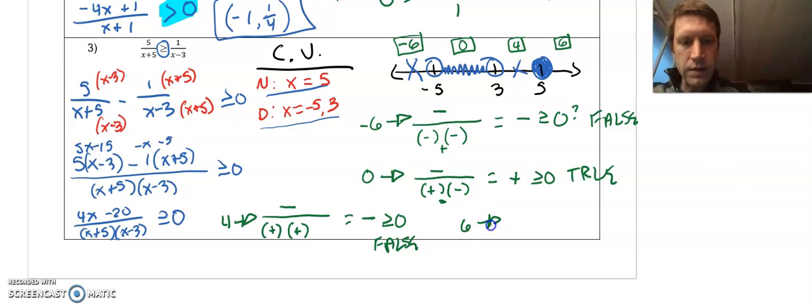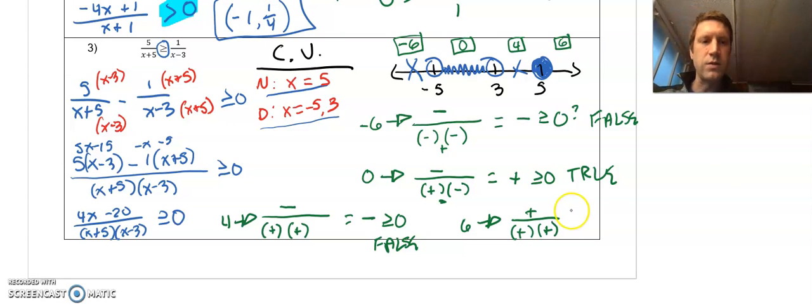Last, we'll plug in 6. 4 times 6 is 24 minus 20. That's a positive on top. Times positive and positive. So this looks like it'll be true. Okay, so you guys can check the key for the answer in interval solution.